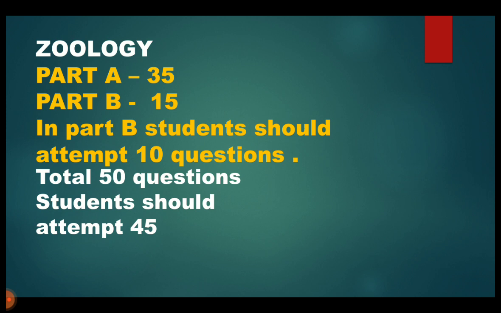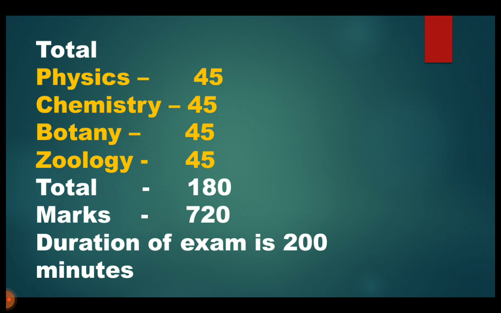Whatever doubts you have, like how to apply for NEET 2022 and what documents you need, it is clearly mentioned in the information bulletin. Please go through it and read carefully, and later you can register yourself and fill in the application form. Finally, in total, for physics there are 50 questions in the question paper.